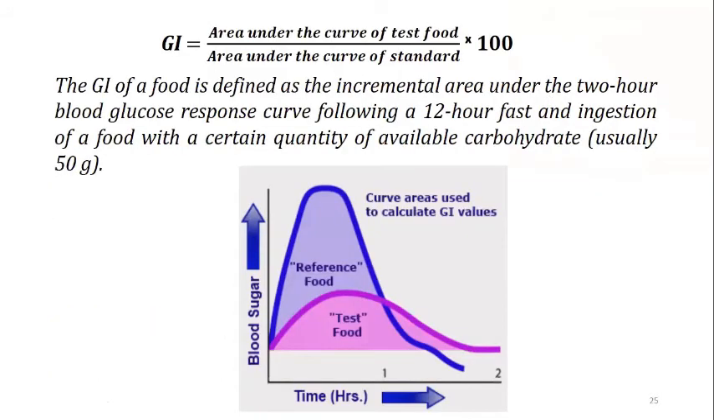What can you say? If a particular food increases the blood glucose level within a short period of time, what can you say about this GI value? Is it high or low? If a specific food increases the blood glucose level within a short period of time, what can you say? The GI value is high or low?